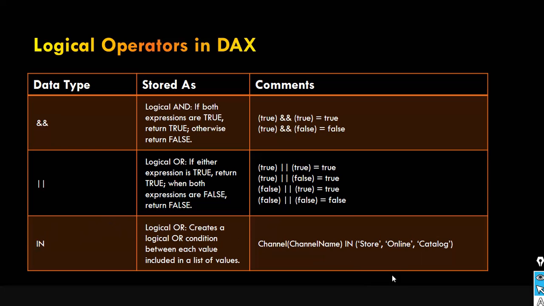And the next one is IN. For example, in a column, if you want to check more than one value. In the channel name column, we sell in store, online, and catalog. What are the sales we made in these three different channels? We want to select only those. In that case, we can use the channel name IN operator. This is a logical OR. It creates a logical OR condition between each value. So that means channel name is store, or channel name is online, or catalog. That is how it will work.